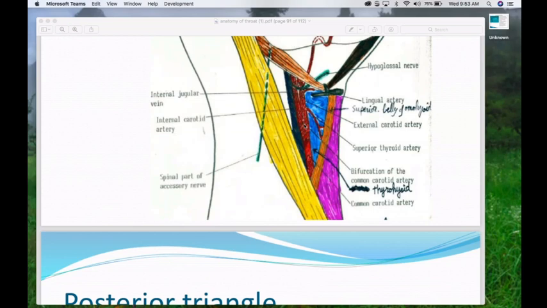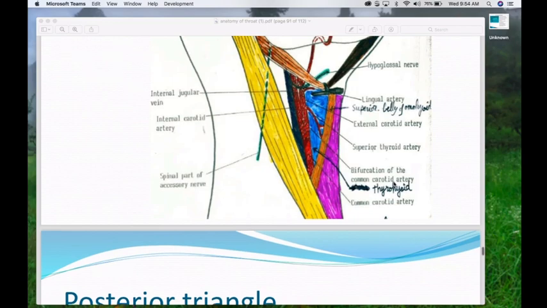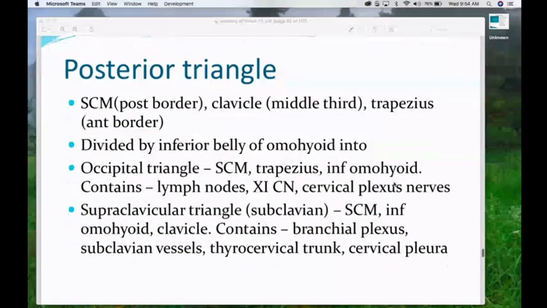This picture is from the carotid sheath. In this carotid sheath, there are the internal jugular vein, internal carotid artery, spinal part of accessory nerve, external carotid artery, superior thyroid artery, and bifurcation of the common carotid artery.